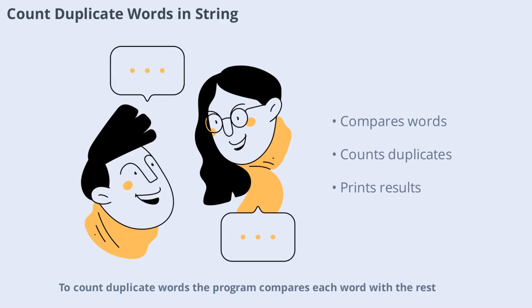To count duplicate words, the program compares each word with the rest, incrementing a counter for each match. It then prints the word and its count, skipping already counted words. This is a practical example of nested loops in string comparison.